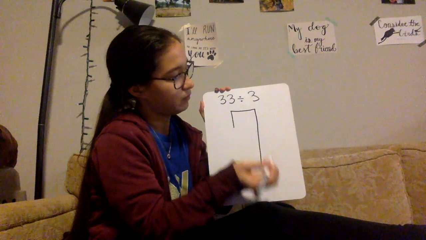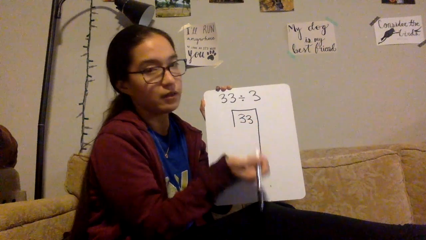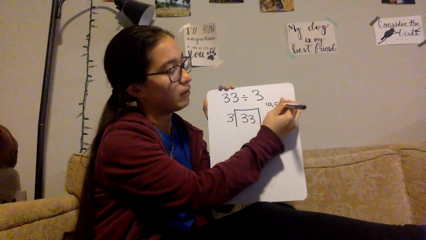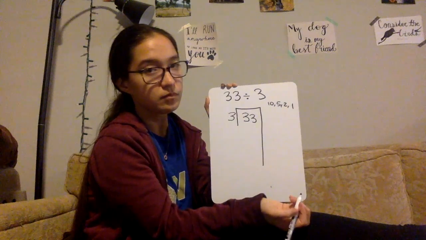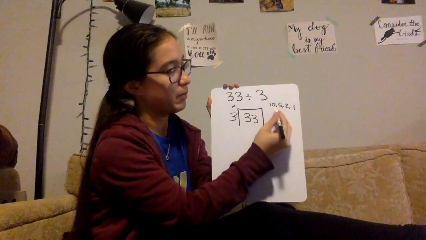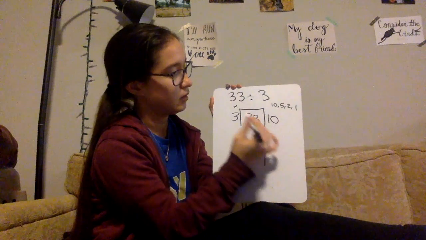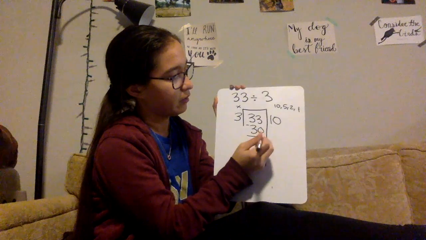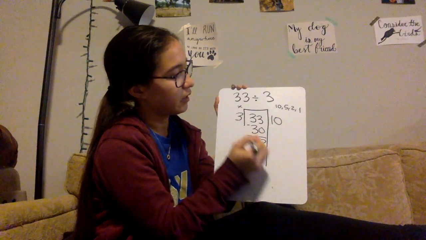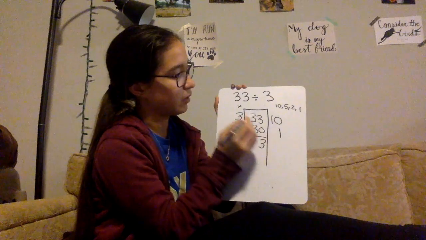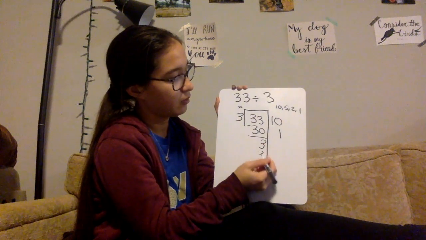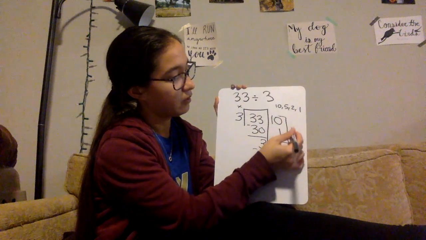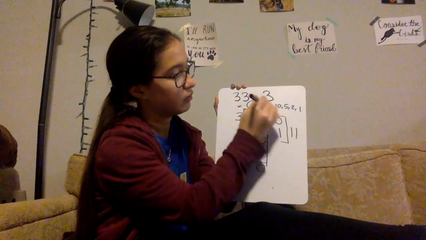Draw my big 7. 33 goes on the inside. 3 goes on the outside. My friendly numbers are 10, 5, 2, and 1. Okay, I'm going to multiply by my biggest friendly number first, 10. 3 times 10 is 30. 33 minus 30 is 3. And I have a 3 by itself, so now I'm going to multiply by 1. 3 times 1 is 3. 3 minus 3 is 0. 10 plus 1 is 11, and my 11 goes on the top.